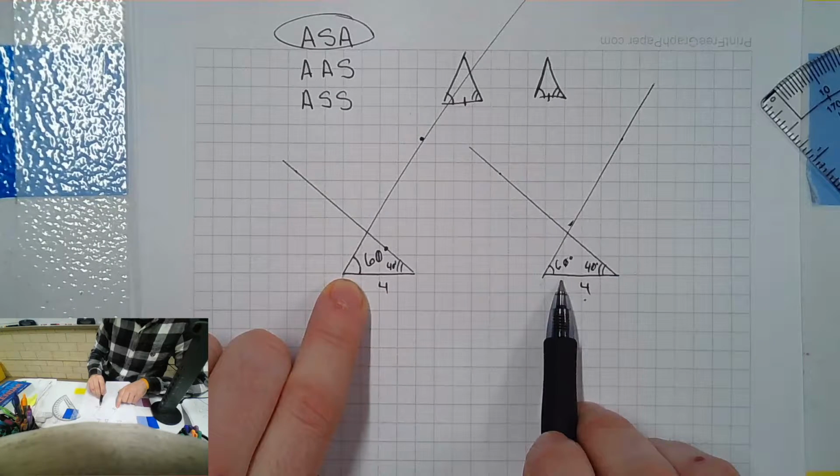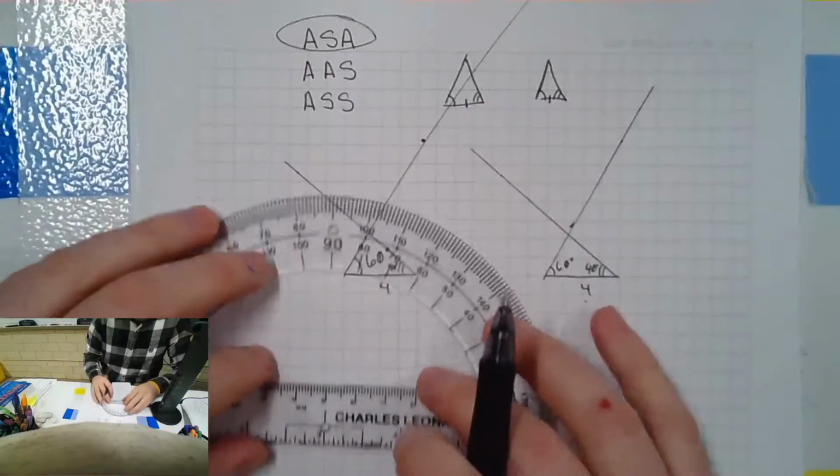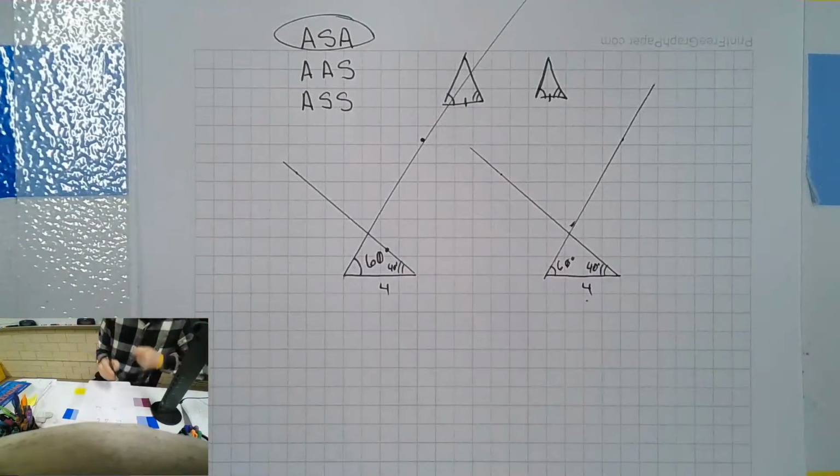For angle, side, it would be the same thing, but you would fill it in. So what I would do for angle, angle, side is this. I'm going to establish a side first, just like I did.